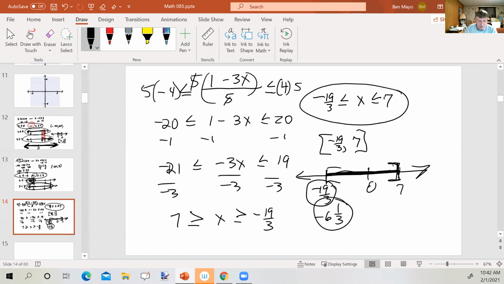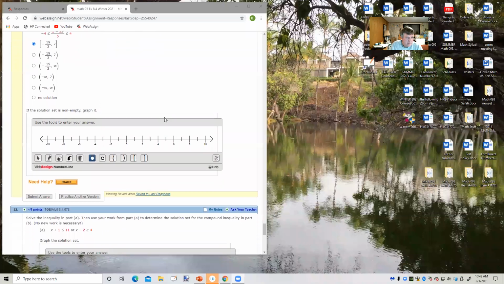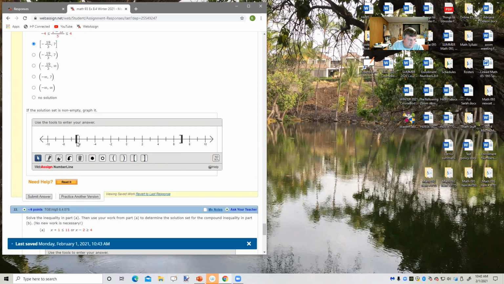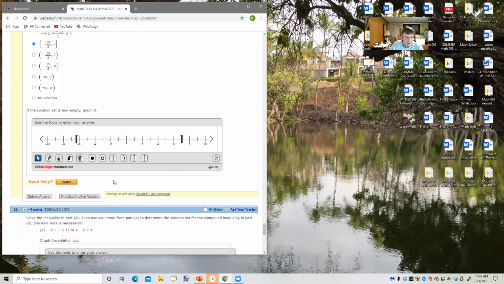Okay, so what I've got to do, going back here to WebAssign, first of all, let's do the right end. That's the easy part. That's going to be at 7, so right there. Now negative 6 1/3, there's my left bracket. If this is negative 6 and this is negative 7, I need to go approximately 1/3 of the way between negative 6 and negative 7, which is right about there. And then I need to fill in a solid line in between that. So I'm going to draw.